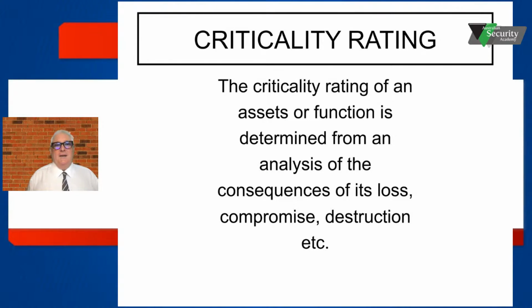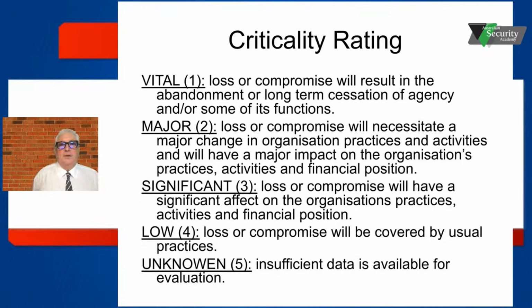The criticality rating. The criticality rating of an asset or function is determined from an analysis of the consequences of its loss, compromise, destruction, etc. Criticality ratings include vital. Loss or compromise will result in the abandonment or long-term cessation of agency and some of its functions. A really extreme example of that would be if we lost the tax office through computer hacking or something like that, and it went down for 6 months. That would have serious long-term consequences to the income of our government.